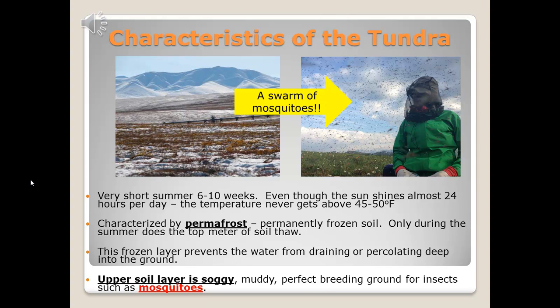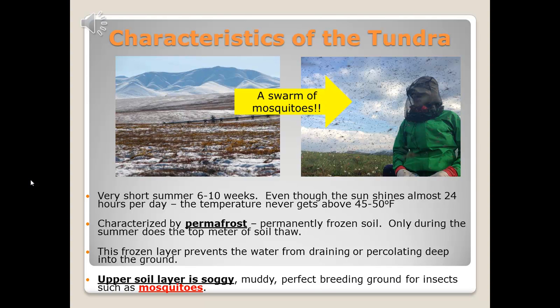On this next slide, it just illustrates and talks about some of the basic characteristics of the tundra. You do not need to write any of this down at this time. The tundra is characterized by very short summers, 6 to 10 weeks. Even though the sun shines for almost 24 hours per day, the temperature never gets above 45 to 50 degrees Fahrenheit. The tundra is characterized by permafrost.